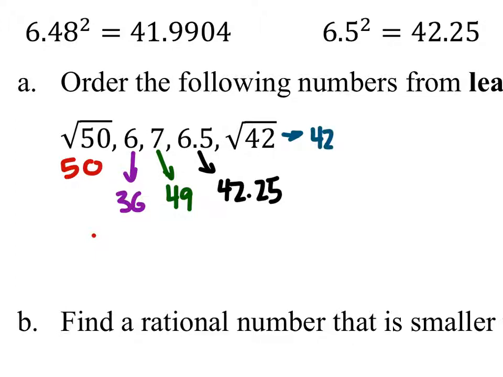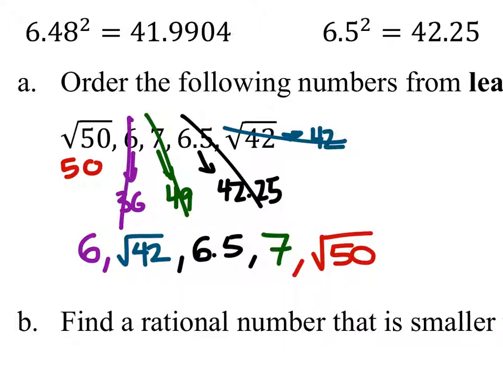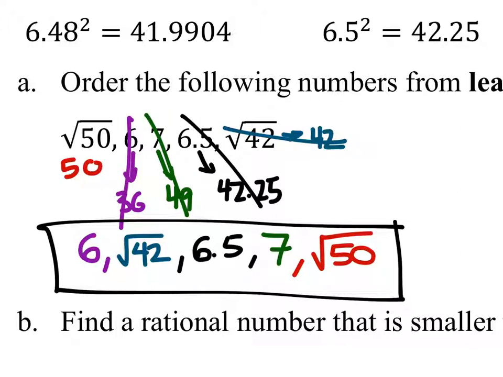So the smallest number in this list is 36, which came from the 6. So we use that one up. The next smallest number I got is that 42, which came from the square root of 42. So we use that one. The next smallest is 42.25, which came from 6.5. The next biggest number is 49, which came from 7. And the biggest number right here is 50, which came from the square root of 50. There's our list from least to greatest.